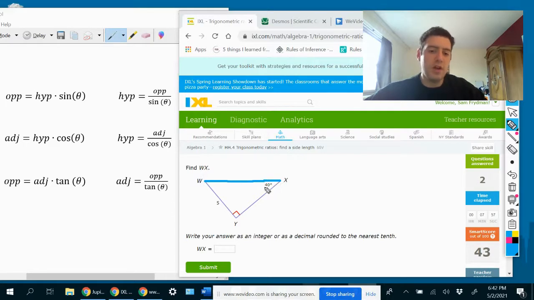Now, what do I know? I know what this angle over here is. So I know what the angle on the right is. I don't know what the angle on the left is. And I also know what this side length is.